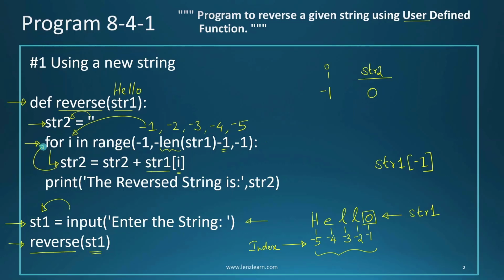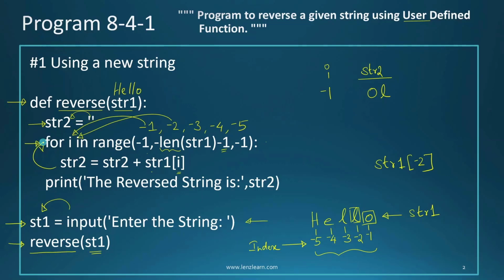Now the control goes back to the for loop. -2 will be loaded into I. This time I will be picking str1[-2], the character at index -2. So this L will be taken. Now L will be joined with the O available inside str2. It will concatenate L and O, and that will be stored into str2. So now str2 will have O and L. You see now it is getting reversed.